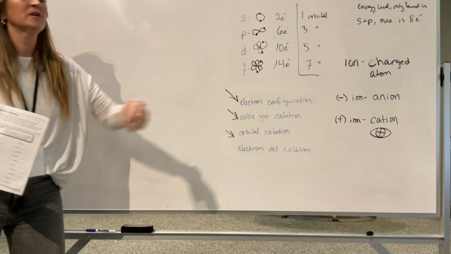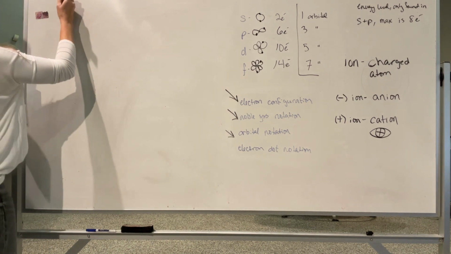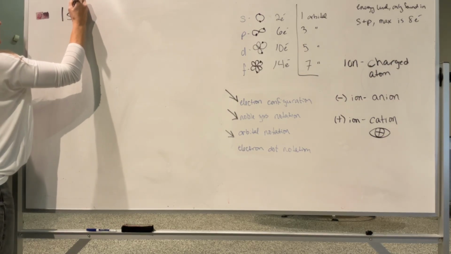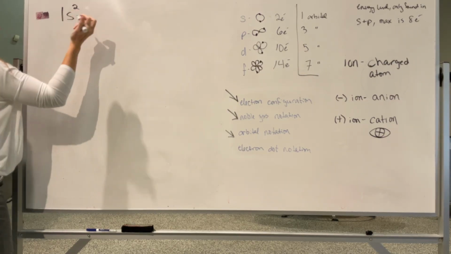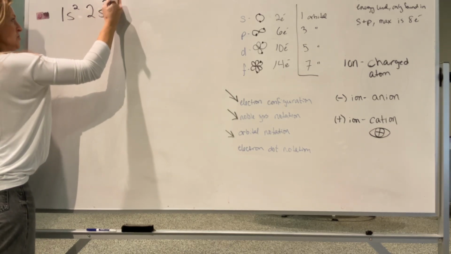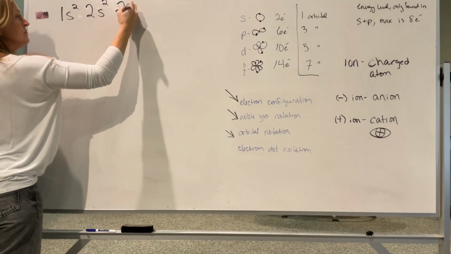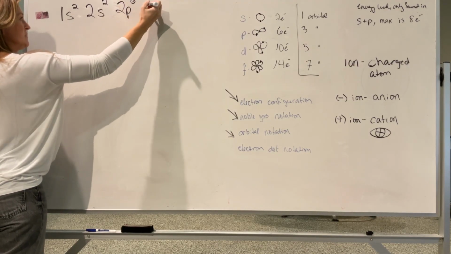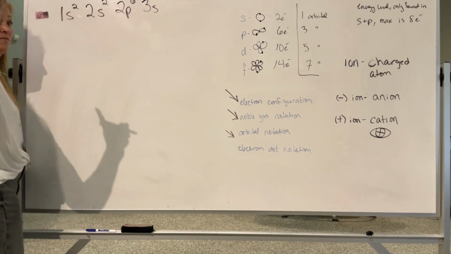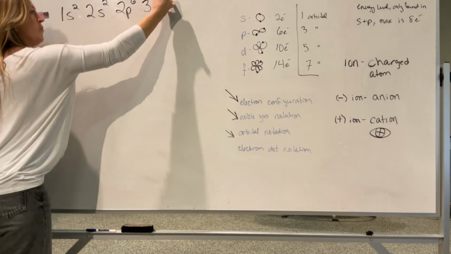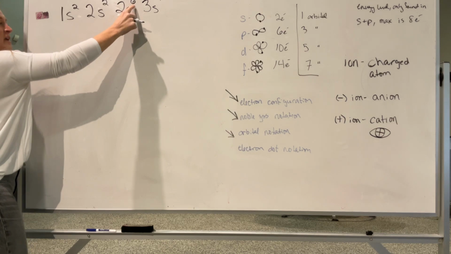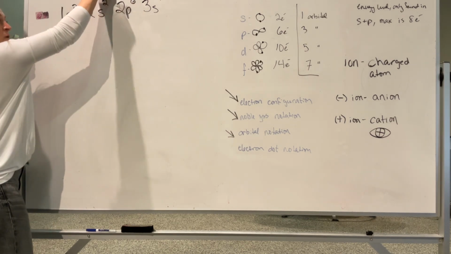So somebody tell me electron configuration. What am I going to write here? 1s what? 2. Because 1s is my first, it can hold 2 electrons. Next? 2s, 2. Next? 2p, 6. Next? 3s what? 1. Why is it just 1? Because you're already at 10 electrons. Yes. So I'm already at 10 electrons, Kaylee, that's why. Because I've got 6, 7, 8, 9, 10. I've only got 1 more to fill in.